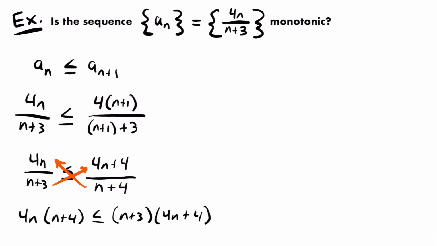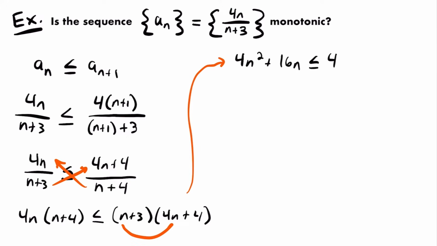And so now we can simplify. I'm going to continue my work up here. If we distribute 4n through this quantity, we will have 4n squared plus 16n, right? We multiply 4n by n to get 4n squared, and then 4n times 4 to get 16n. And that's still going to be less than or equal to these two factors multiplied together. Now we need to FOIL these terms, so we multiply n by 4n, and that will give us 4n squared. Then we'll multiply n by 4, and that will give us 4n, so we have plus 4n. Then we multiply 3 by 4n, so that's equal to 12n. And then we will multiply 3 by 4, and that will give us 12. So we'll have plus 12.